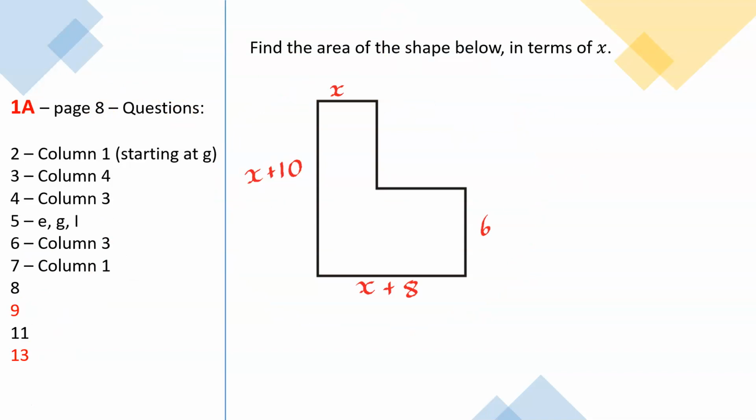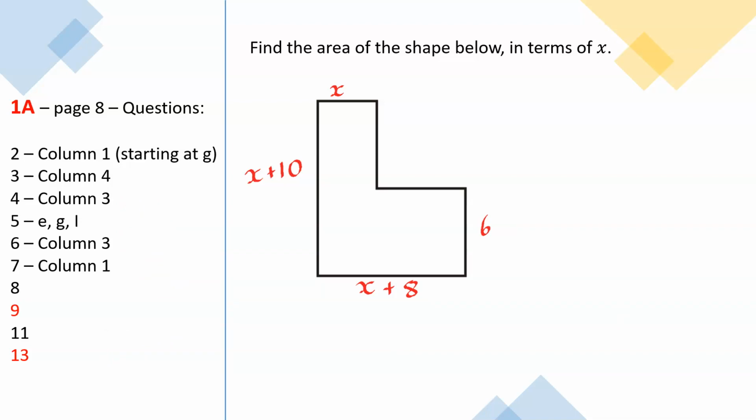So in this question here, by the way, notice that I haven't asked you to do every single question. So for example, question 2, you do column 1 starting at G. Now please remember, columns go like that. So you're going down like a column, okay? All right, so let's do this question here.